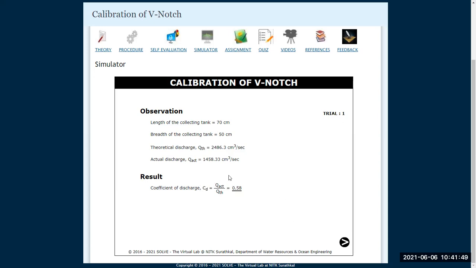So after repeating a number of trials, you have to take the average value. So that average represents the coefficient of discharge for a given V notch or a triangular notch.